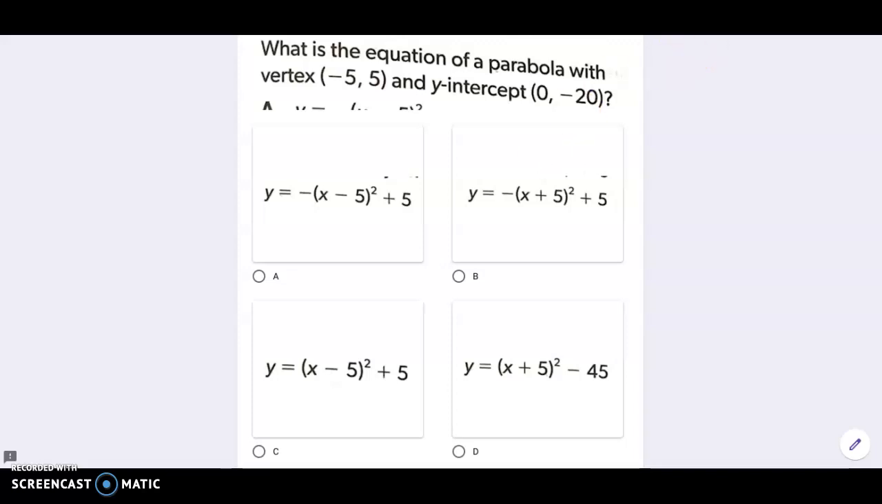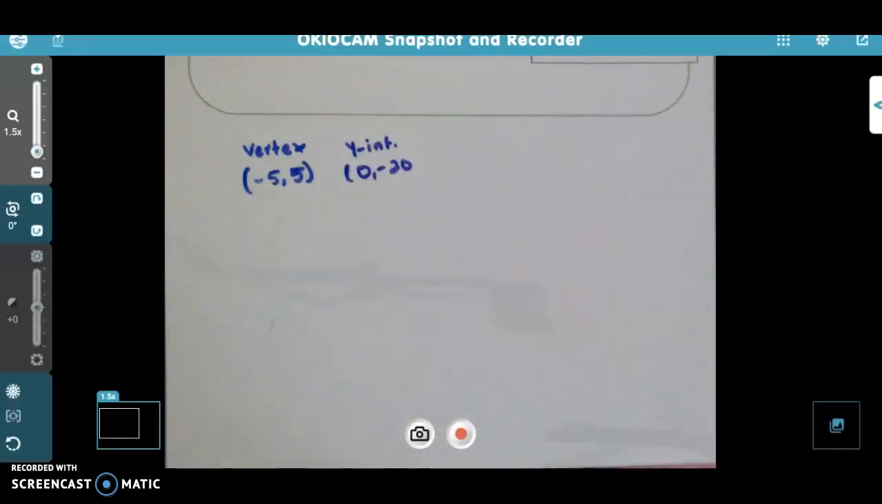So I'm going to go ahead and hop onto my dot cam, but first let me write these points. So making sure we have the points. The vertex is -5 comma +5, and then my y-intercept, which is the other point, which is 0, -20. So I'm going to show you like I've been showing you in the Edpuzzle video.